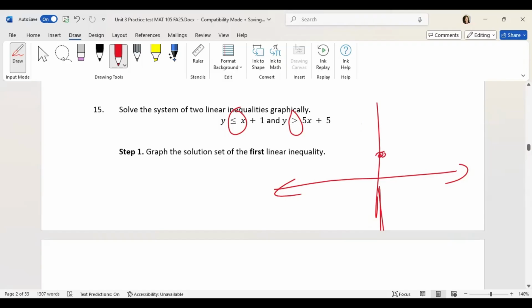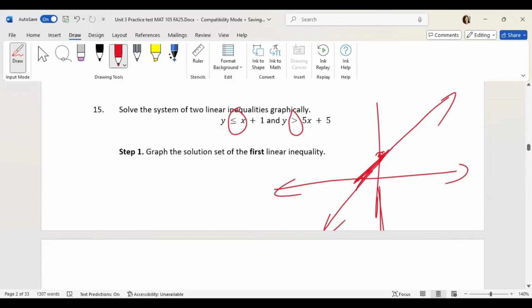Y-intercept 1, and the slope is 1 over 1. So I'm going to go down 1 and over 1, down 1 and over to the left 1, because the slope is positive. So I'll connect the 2 points with a solid line. Why? Because the inequality is closed.